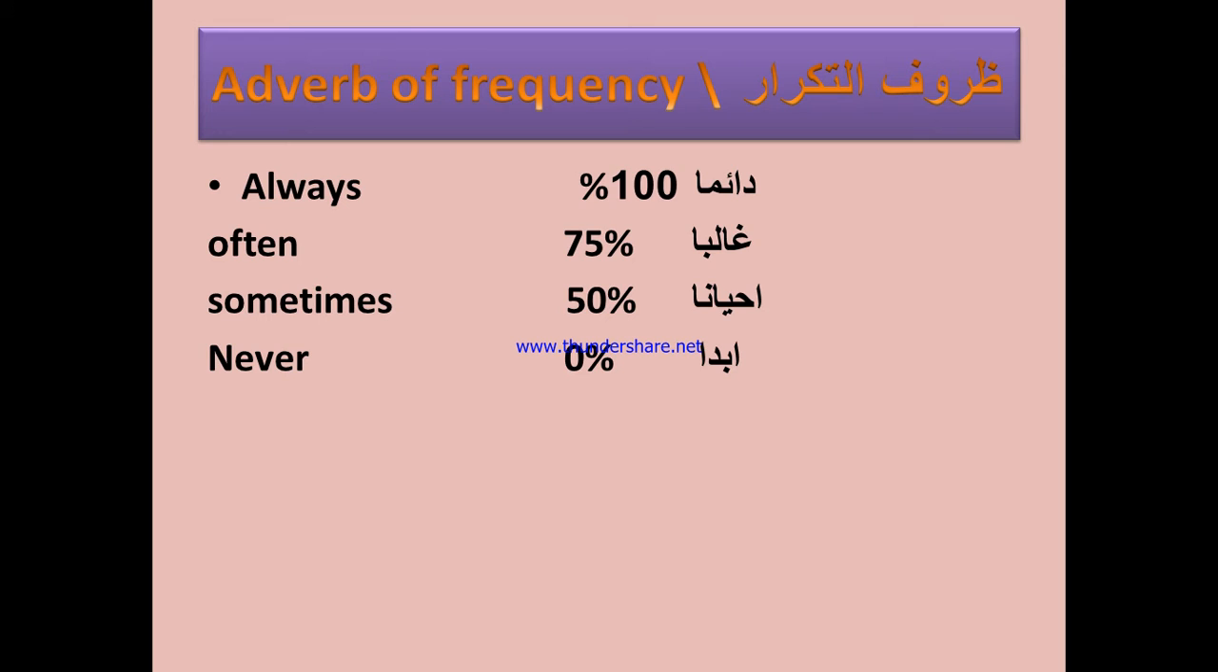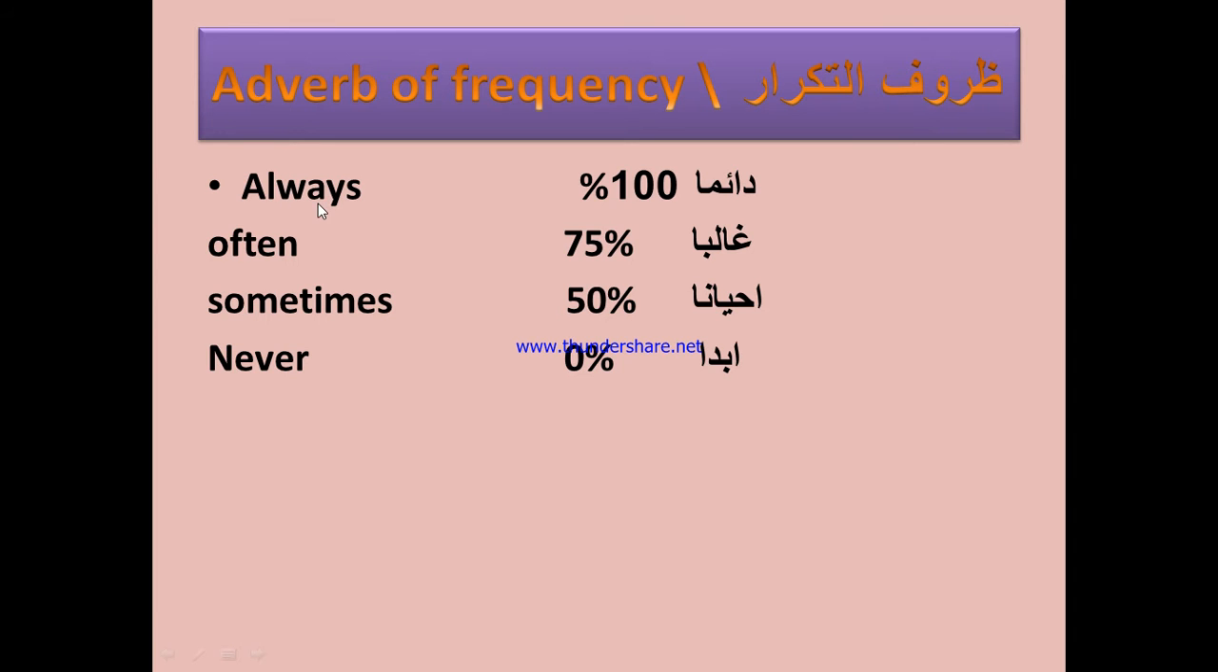Adverb of frequency. ظروف التكرار. What does that mean? Something we do every day or not every day, two days or three days, twice a day. يعني أشياء أسويها يومية، أكو أشياء أسويها مثلا كل يومين، كل 3 أيام، كل أسبوع. أوكي، أكو أشياء never، يعني ما أسويها. تمام. Now we go to the first one.